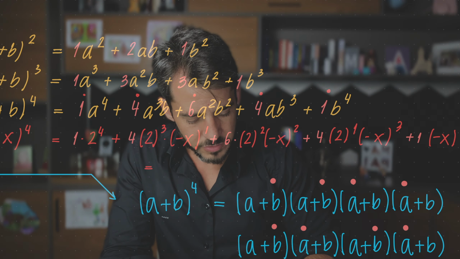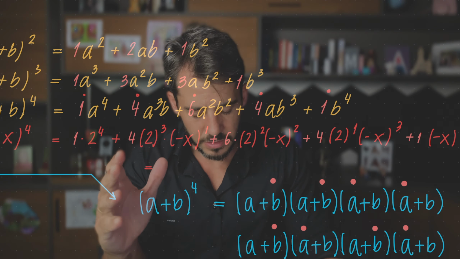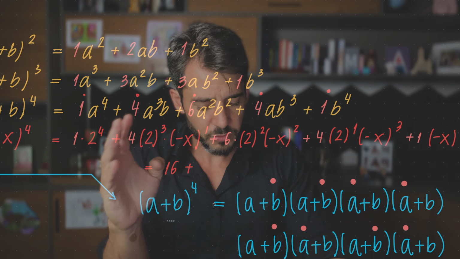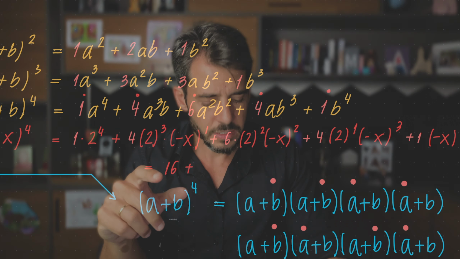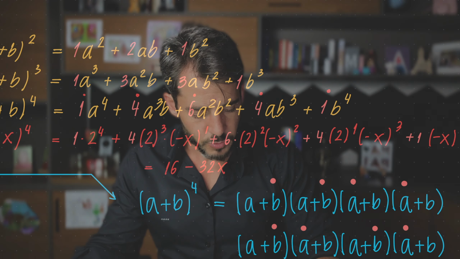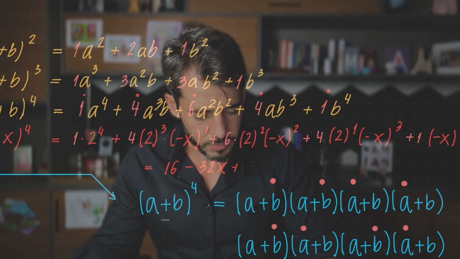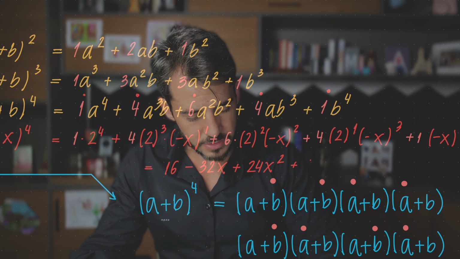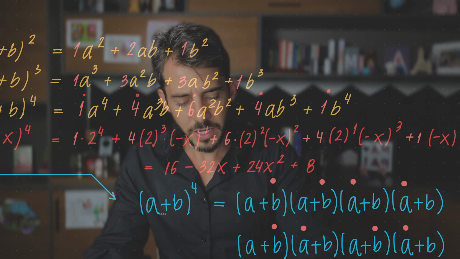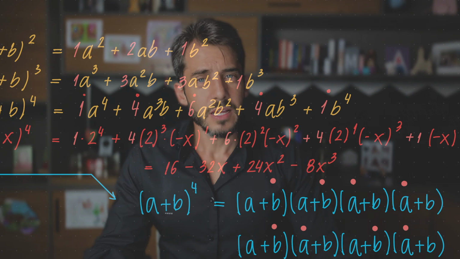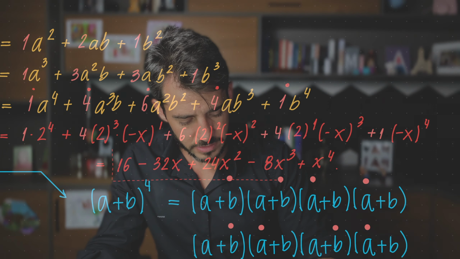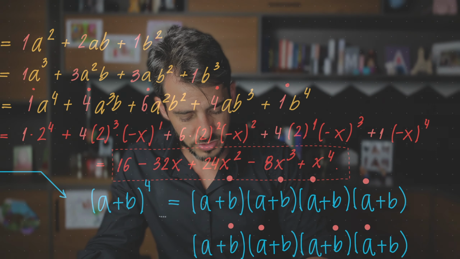Now, all there's left for us to do is to simplify this. So for example, 2 to the 4th, that's just 16, plus 4 times 2 cubed, 4 times 8, 32, times negative x, negative 32x, plus 24x squared, plus 8 times negative x cubed, that's negative 8x to the 3rd power, plus x to the 4th. Therefore, this is our solution for exercise number 0.